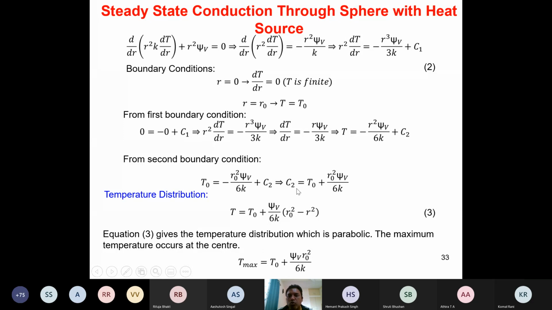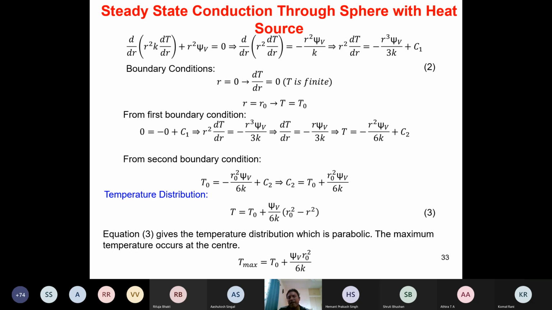So by rearranging this, c2 is obtained as T naught plus R naught square psi v by 6k, and after rearranging, the temperature distribution can be obtained as T is given as T naught plus psi v divided by 6k in the bracket R naught square minus R square. So equation number 3 is the temperature distribution equation for the case of the spherical system in which there is a heat generation taking place internally.